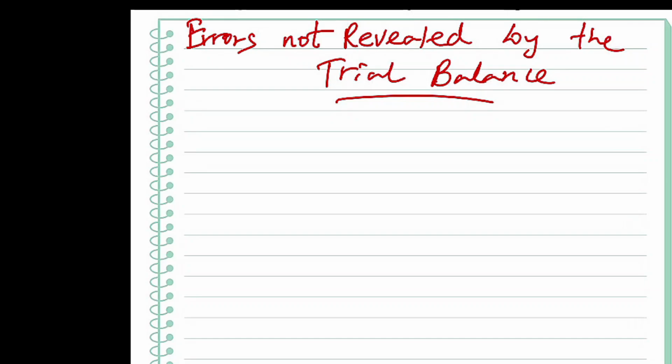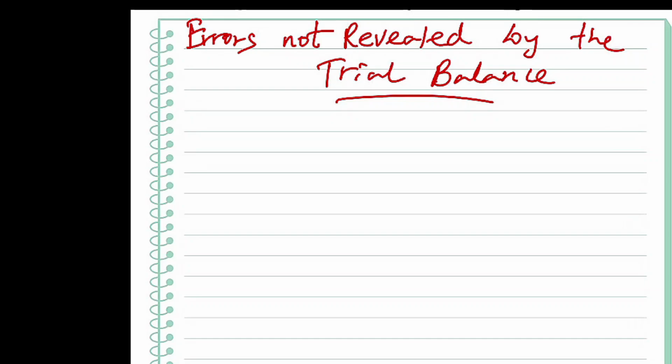Okay guys, done? Does that make sense? So first of all, the errors revealed by the trial balance. If the trial balance does not balance, then of course we know there is an error in the trial balance.